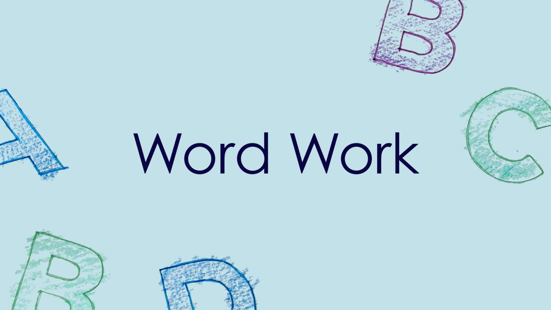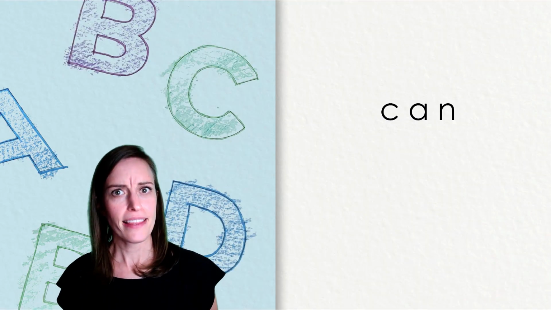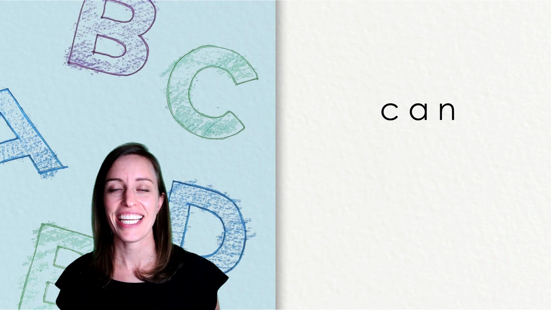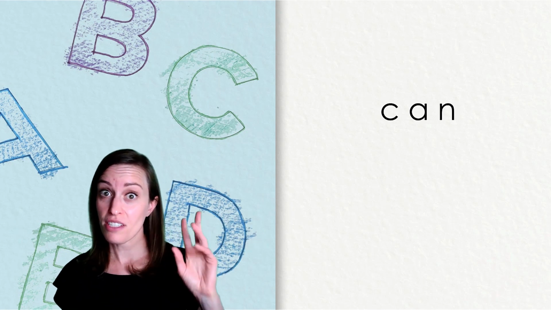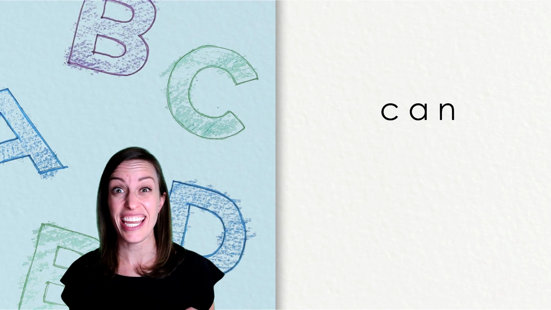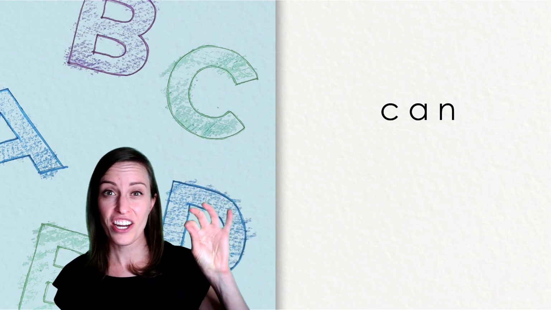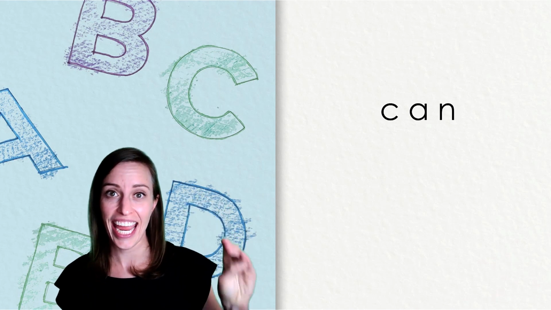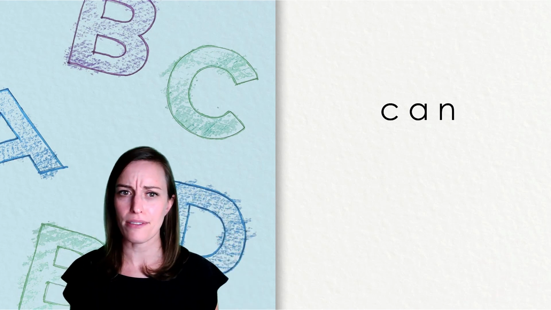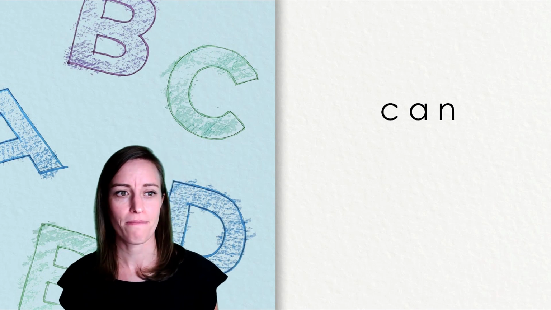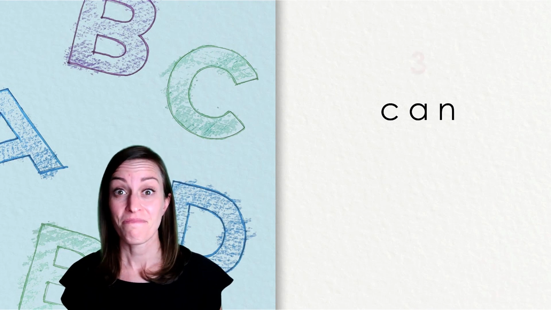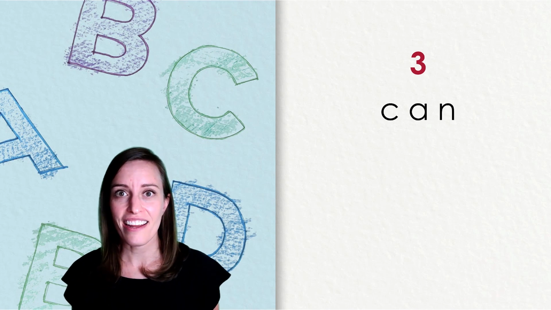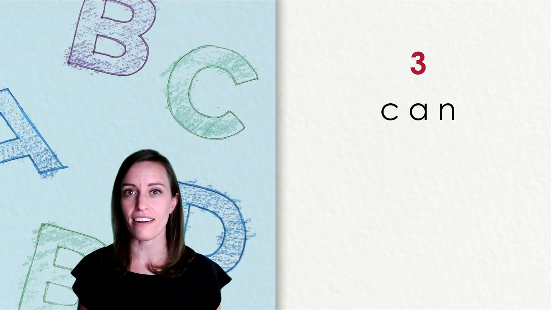Word work. Repeat this word after me. Can. I'm going to use my fingers to tap out each sound in the word can. That is called segmenting a word when we break it apart. Let's try it together. An, can. How many sounds did you hear in the word can? That's right. There are 3 sounds in the word.